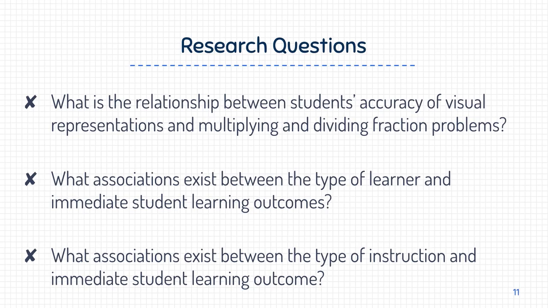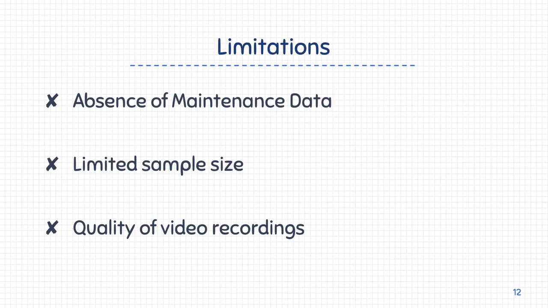Now, when we look at our research questions, the first one, there is a positive relationship between a student's accuracy of visual representations and their ability to perform procedural problems, both with gifted education learners and general education learners. Now, we did see that no associations exist between the type of learner and the immediate student learning outcomes when we're thinking about those visual representations. Now, we also see that there are no associations between the different types of instruction and the immediate student learning outcomes.